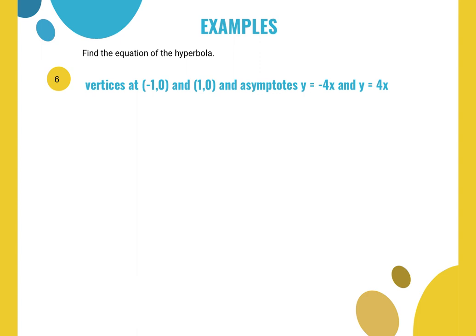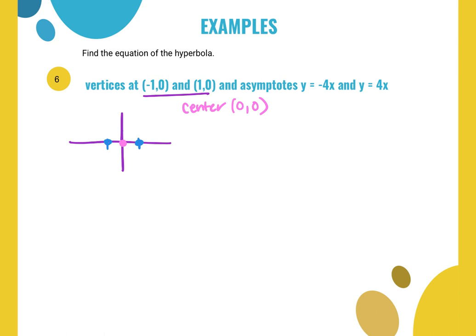All right, on to example 6. This time it says there are vertices at -1 and 1 and asymptotes at y equals -4x and y equals 4x. So let's start with the vertices. Our vertices are at -1 and +1. So the first thing I know is the center would be halfway between these. So my center is (0, 0).